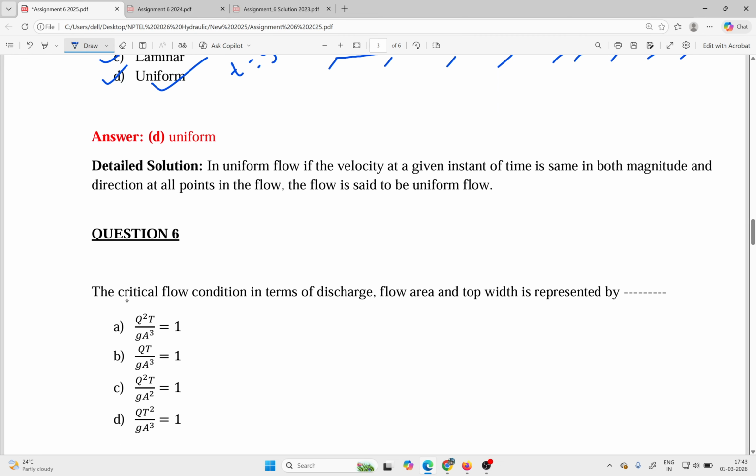Next question: the critical flow condition in terms of discharge, flow area and top width is represented by which option? Option A, Q squared T by G A cubed is equal to 1. Option B, Q T divided by G A cubed is equal to 1. Option C, Q squared T G A squared is equal to 1. Option D, Q T squared G A cubed is equal to 1.